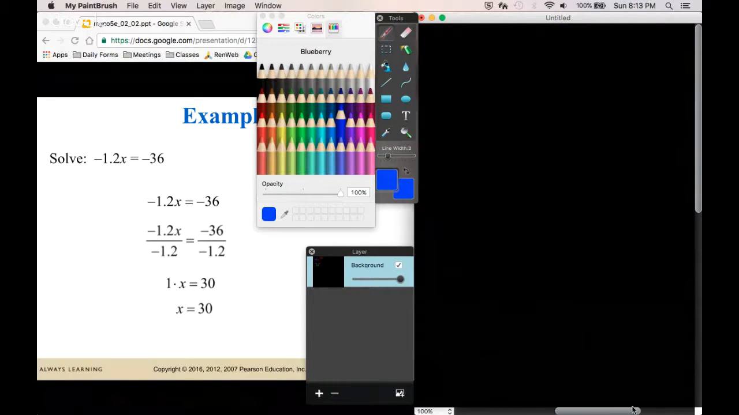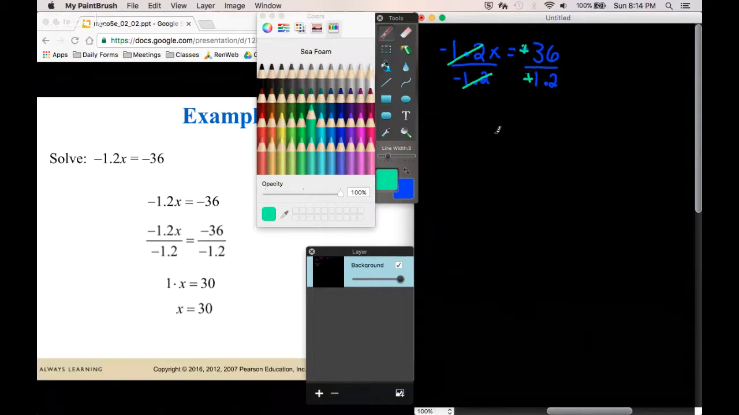And everybody's favorite, decimals. So you have negative 1.2x equals negative 36. You need to get x by itself, divide both sides by 1.2. Remember what I told you, the reason why I write it this way is it's really easy just to get rid of those. You have a negative and a negative. These are going to become a positive.